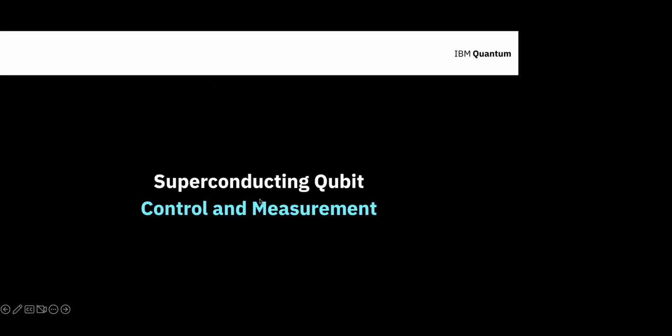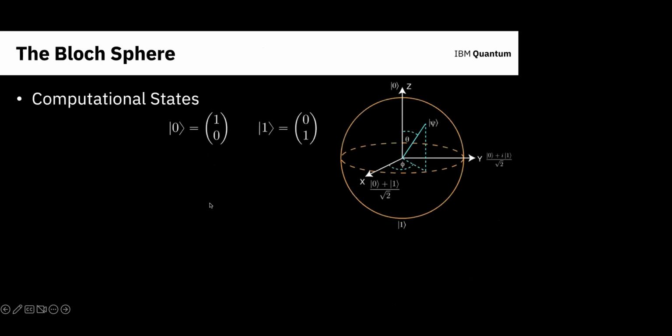Okay, so let's talk about our control and measurement of the superconducting qubits. And like I say, I always go back to the basics when I go through these things, because it's always good to ground yourself in what you maybe learned in your class, for example. So we've got the Bloch sphere here. We've got 0 at the North Pole, 1 at the South Pole.